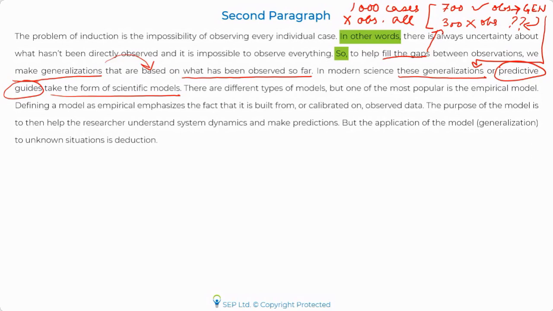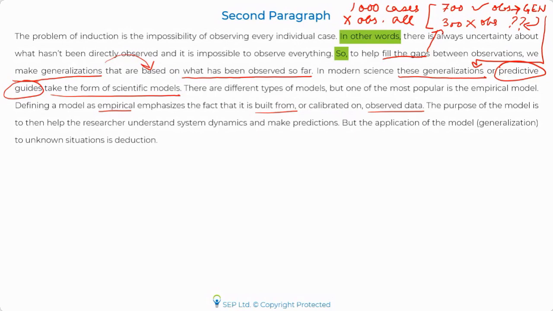Okay, so far I don't know why the author is telling me about these different models. Defining a model as empirical emphasizes the fact that it is built from or calibrated on, let's say I don't know what is calibrated, but I do know what is built from observed data. Okay, so empirical means you have drawn something based on actual observed data. The purpose of the model, which model? This scientific model, which is based half on generalization, half on induction. Okay, this helps the researcher to understand system dynamics and make predictions.